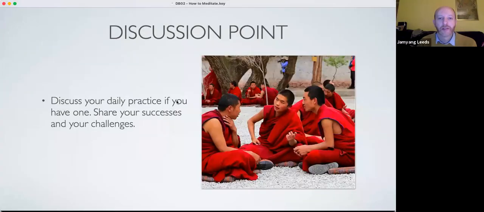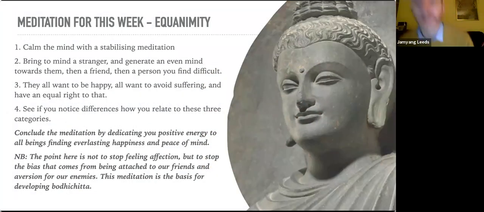Okay, let me just move on to the last few slides. This is the meditation for this week. I know we'll see you again after this week, but if you want to look at this last meditation, equanimity, here we're looking at three people: a stranger, then a friend, and then what is sometimes in the text called an enemy, or just someone who rubs you up the wrong way, a difficult person for you.